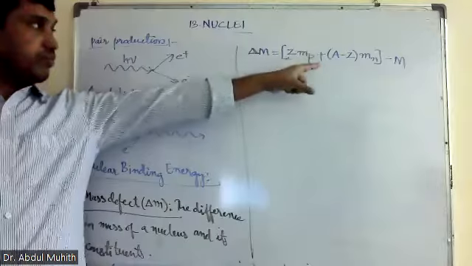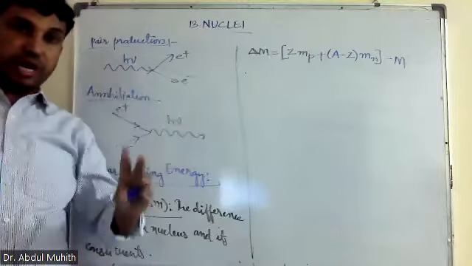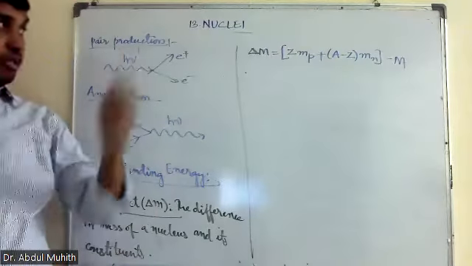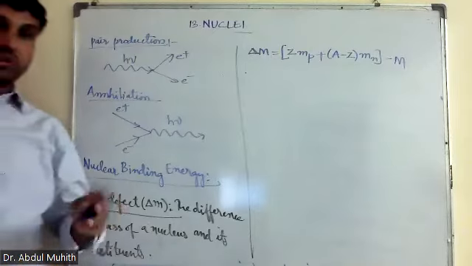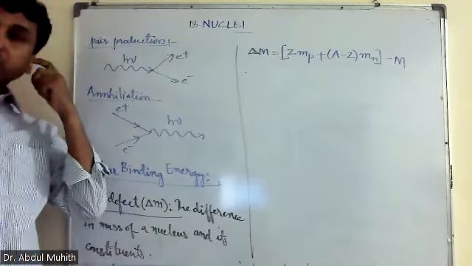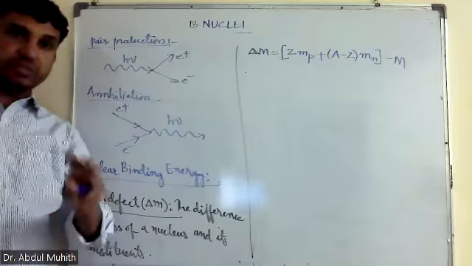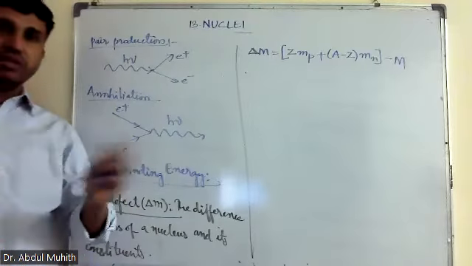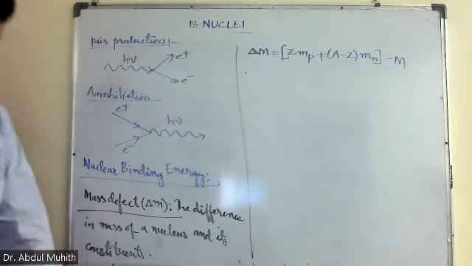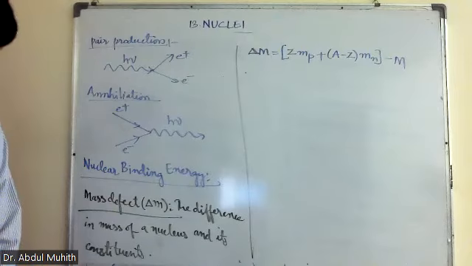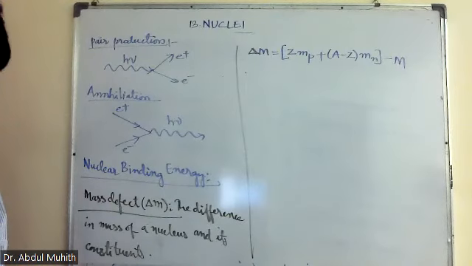Is it clear? Once again, mass defect is Z into Mp, number of protons into the mass of the proton, plus number of neutrons into the mass of the neutron. That is the mass, minus the actual mass. Actual mass is capital M. So it is a difference. Don't take it as only a subtraction. Sometimes you may get a negative value, but we are just writing the difference. Difference means whatever comes first, the bigger number should be written first. Now, after that we have binding energy. That was about the mass defect.